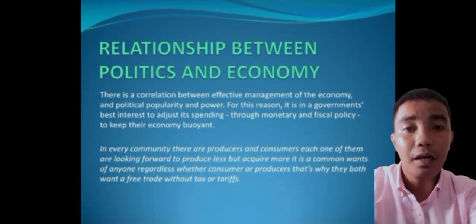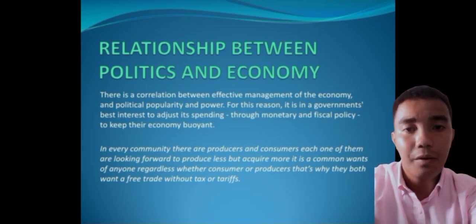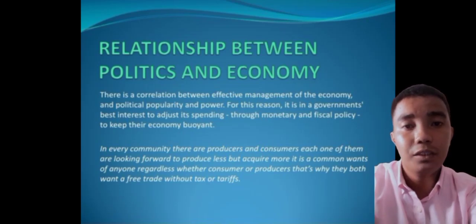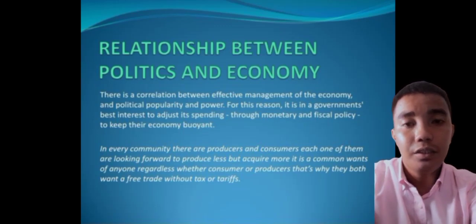Relationship between politics and economy. There is a correlation between effective management of the economy and political popularity and power. For this reason, it is in a government's best interest to adjust its spending through monetary and fiscal policy to keep their economy buoyant. In every community, there are producers and consumers.